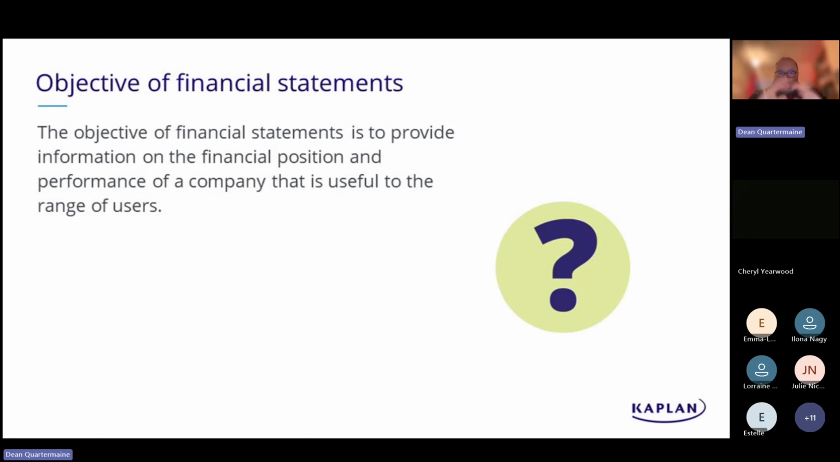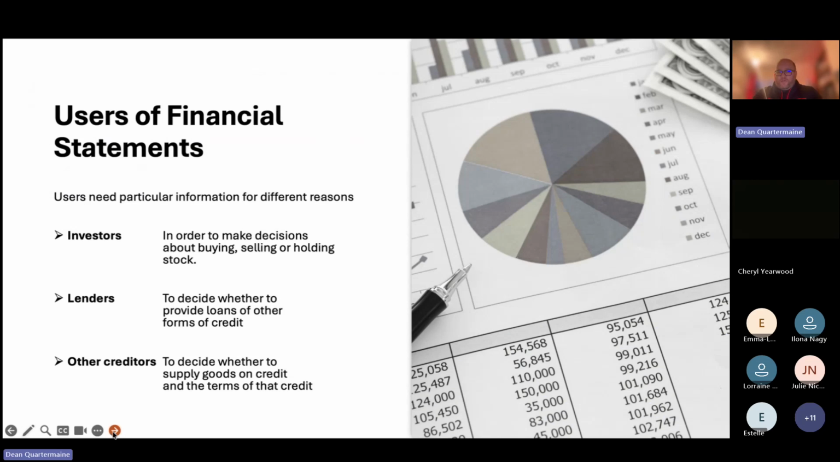Yeah. So the overall objective is to provide information on both financial position and performance that's useful to a range of users. Because if it's not useful, what's the point in doing it? So I just want to explore some of the users of financial statements and some of the reasons why, or their particular needs for that information.